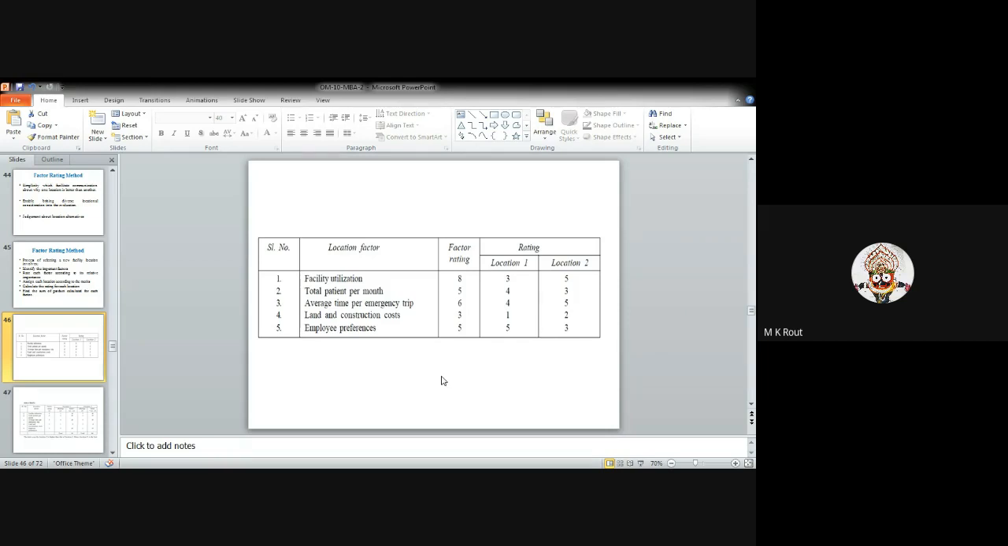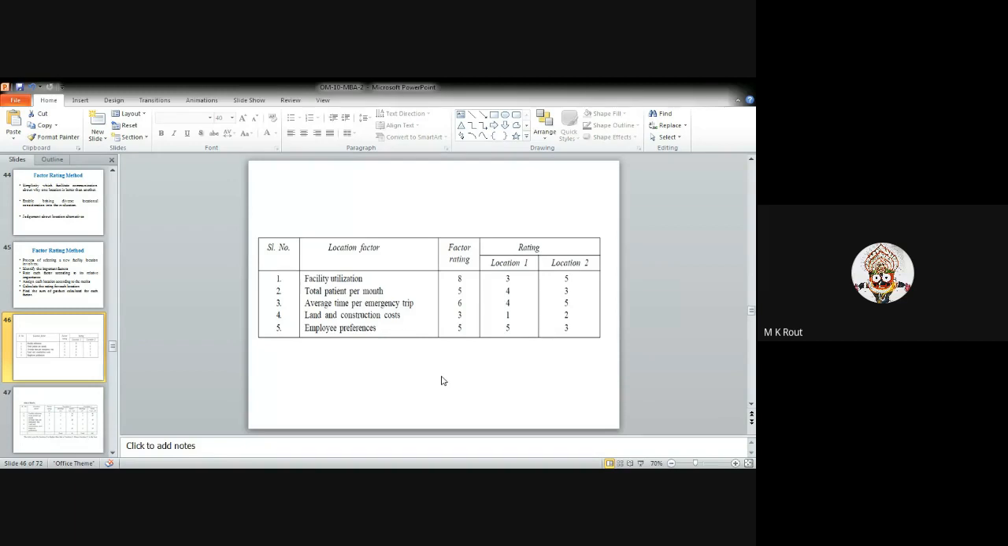So these are the factors given by the company for comparing the two locations, location 1 and location 2. As far as the first factor, facility utilization, they give the rating 8. For total patients per month, the rating is 5. For average time per emergency trip, they give 6. For land and construction, they give 3. And for employee preference, they give 5.